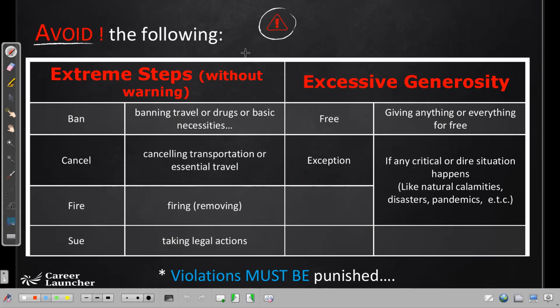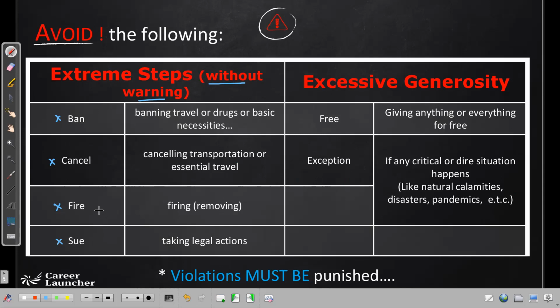What are the few things that you also keep in mind? That you should avoid extreme steps. That is, without warning, we are not supposed to ban anything. We're not supposed to cancel transportation, fire somebody, or take any legal action without warnings. So if there is a repetitive warning that you have already given, then okay, you can fire somebody.